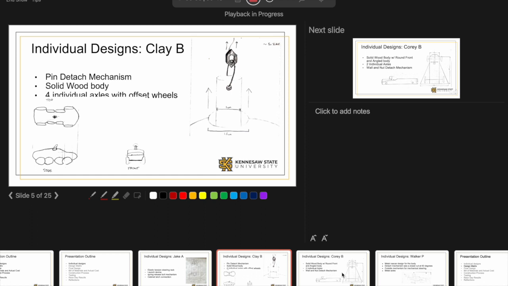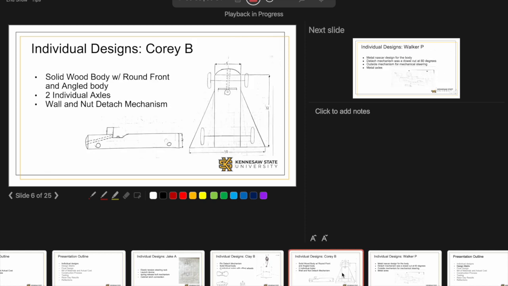Clay's design here is a pin attach mechanism, solid wood body, and 4 individual axles with offset wheels. As you can see in his design, he did multiple views of the vehicle: a side view, front view, top view, and the dimensions and whatnot that we had to scan in. I think it's really cool to look at all our different designs and say, okay, how is this related to this? Is this going to work or not? I really do like his views here, and the 4 individual axles I think would be pretty cool.